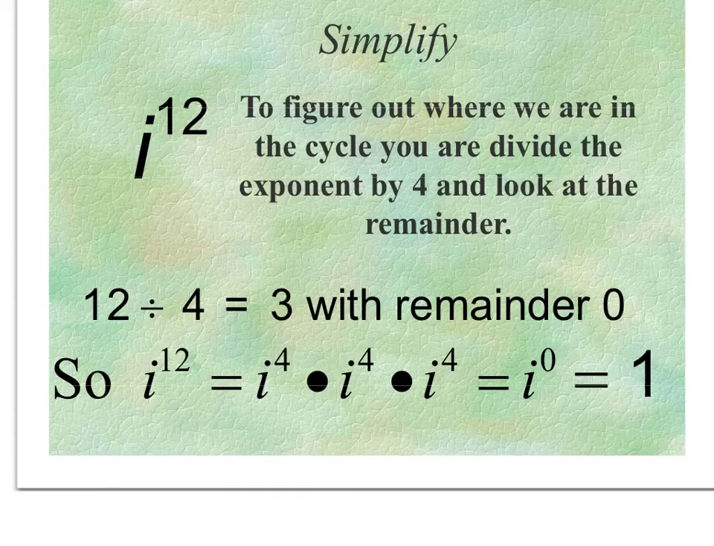So when you simplify, if we're trying to figure out I to the 12th, you figure out where you are in the cycle and divide the exponent by 4. So you're going to look at the remainder. So I to the 12th is just divide by 4, you get 3 with a remainder of nothing, which is just I to the 4th times I to the 4th times I to the 4th. Same thing as me saying I to the 0, because this is your remainder. And I to the 0 is 1.